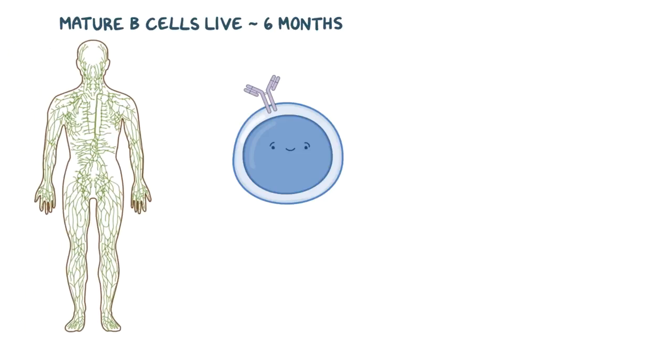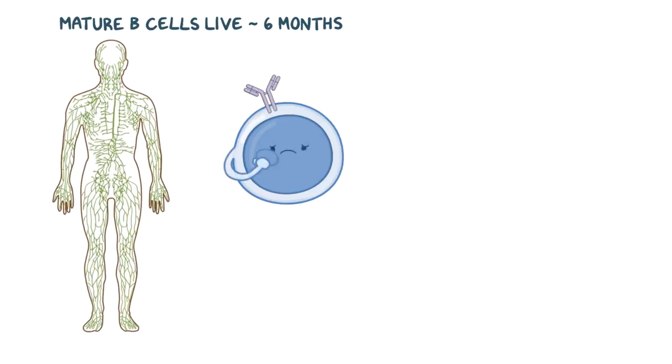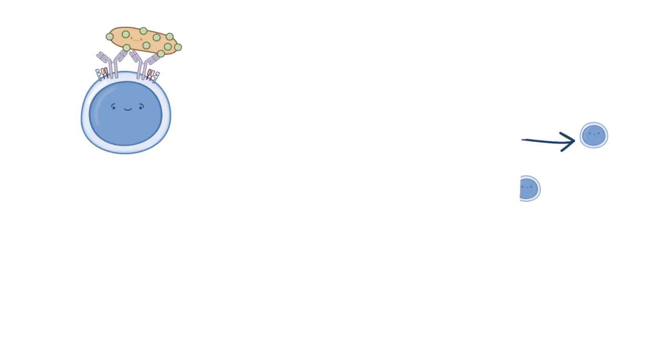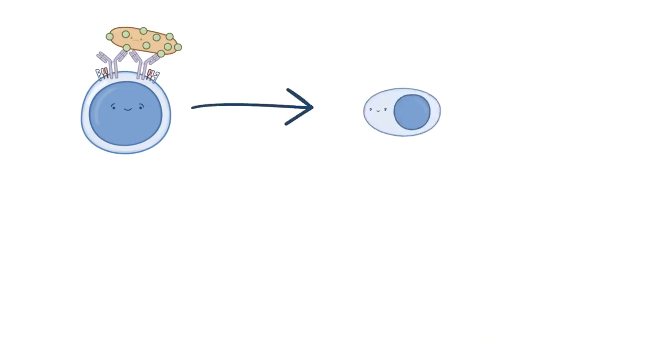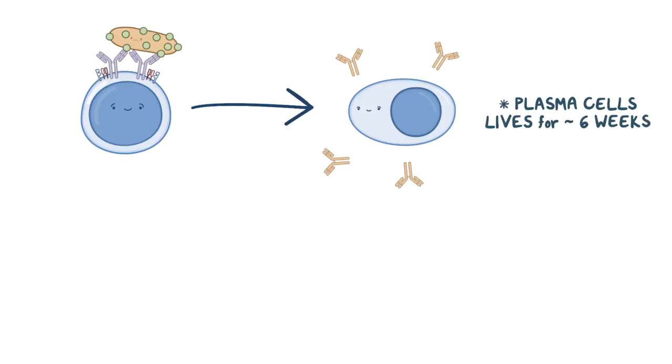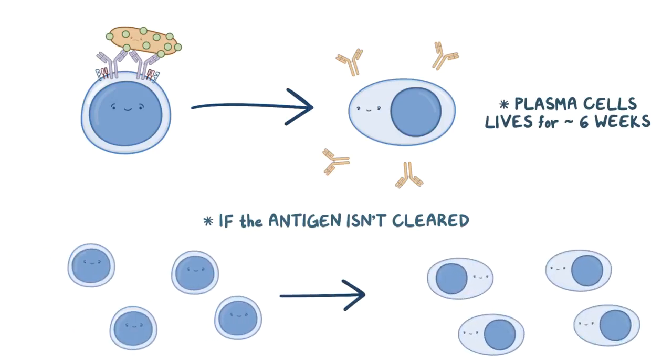Now, it turns out that most mature B cells will live for about 6 months in the lymphatic system and then die, without ever being stimulated by an antigen. A sad and lonely existence. To replace the dying cells, there's a plentiful supply of fresh new mature B cells coming out of the bone marrow. However, if the B cell does encounter an antigen and develops into a plasma cell, then it produces lots and lots of antibody. Plasma cells live for about 6 weeks, and they don't divide. If you haven't cleared the antigen by the time the plasma cell dies, new B cells develop into plasma cells to take its place.